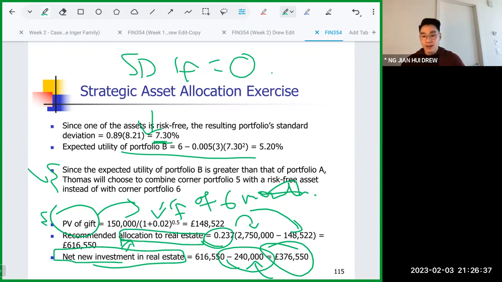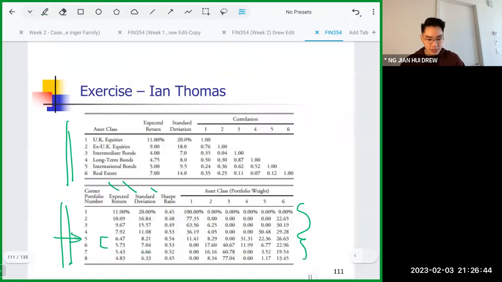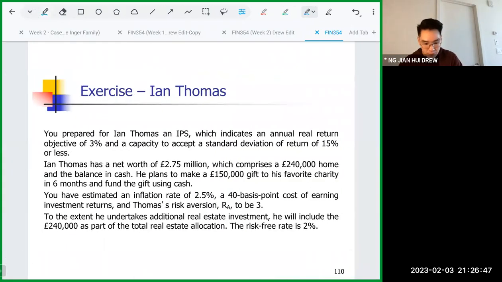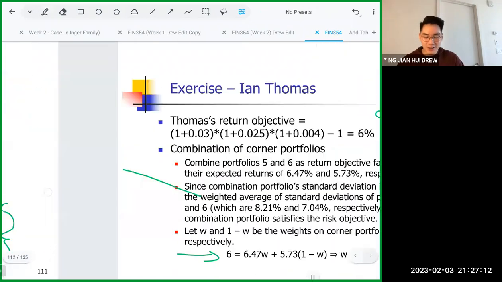Okay, why is it PV of gift at 0.5? Because they say that we are gifting in 6 months. Let me just flip back to the question. Can you see this thing here? He plans to make a gift to his favorite charity in 6 months. So the gift will only happen in 6 months, therefore you need to PV it. So 6 months later, you're giving 150K. But remember, if you're giving 150K in 6 months, the value of your gift now is lesser, right? Because you need to discount it back to year zero. So this is back to your year one module on time value of money.